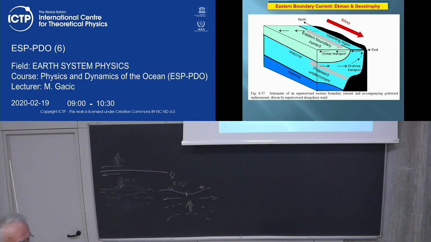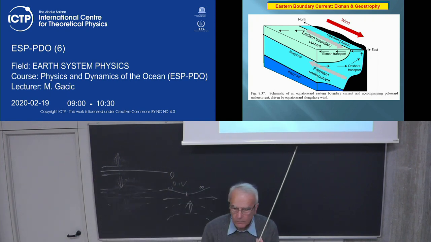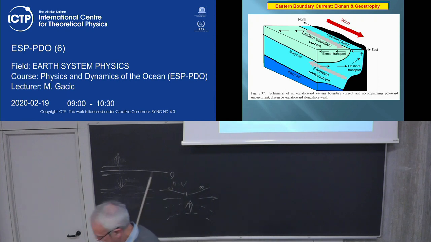If you have measurements from satellite, how would you recognize the upwelling region? Any parameter, which parameter you would use? Temperature, yes. Why? What would you see from the temperature? The cold water, that's right. You would see the cold water in the upwelling region.